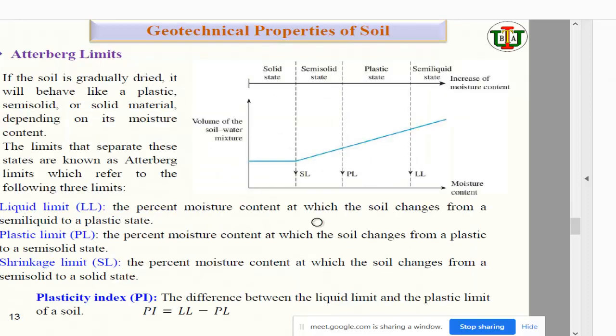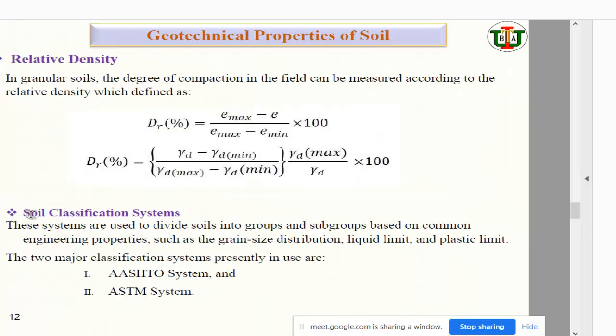Okay, this is actually just a soil classification system. There are so many classification tables you'll find in the book. So don't worry, just look into this book and get some idea. You don't have to memorize anything.